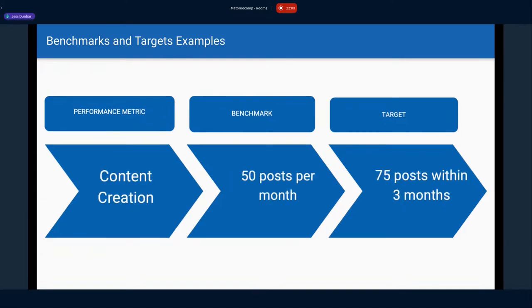Here's another example. So content creation. Our benchmark is going to be 50 posts per month. And then maybe we aim to generate a minimum of 75 new posts or articles per month, representing a 50% increase, right?